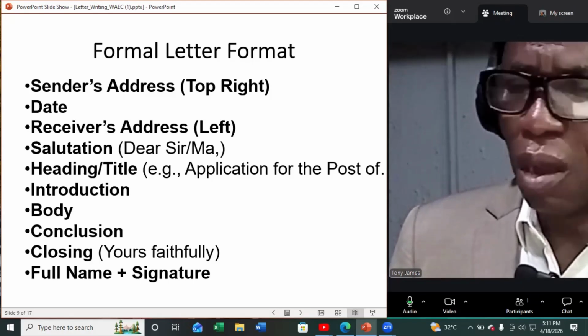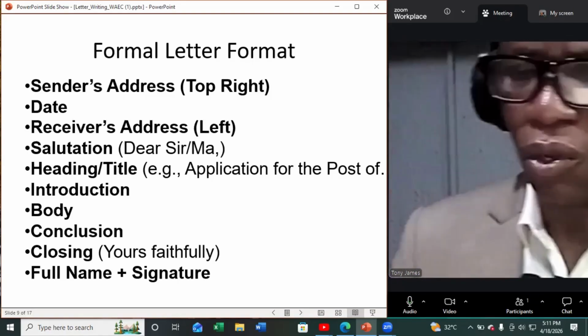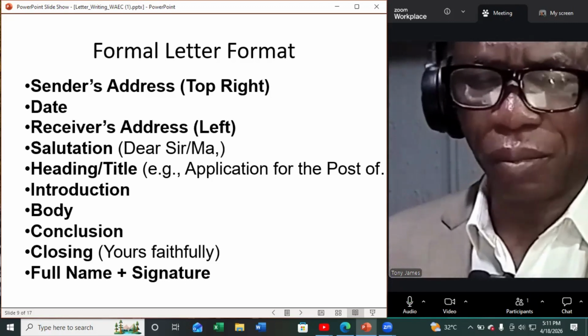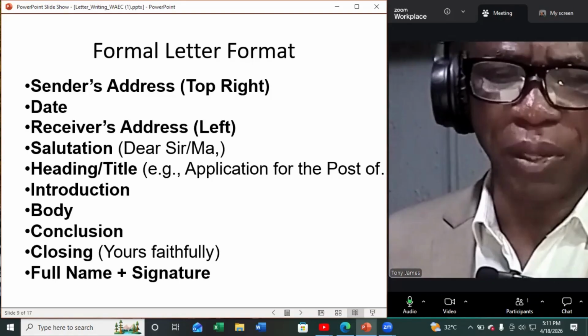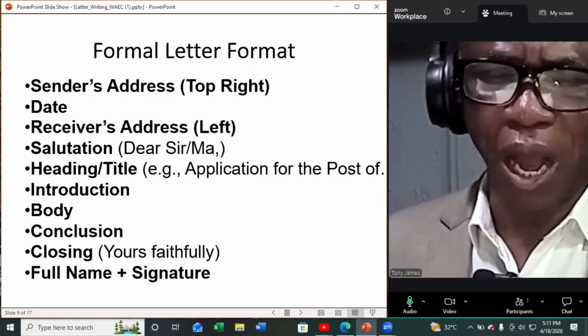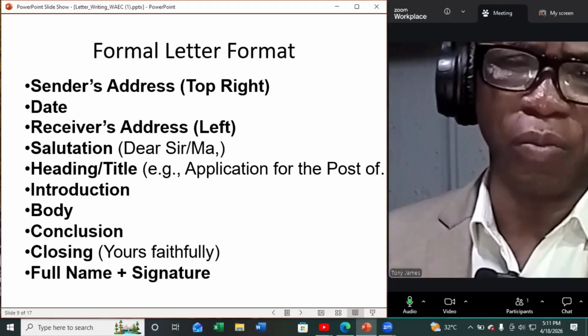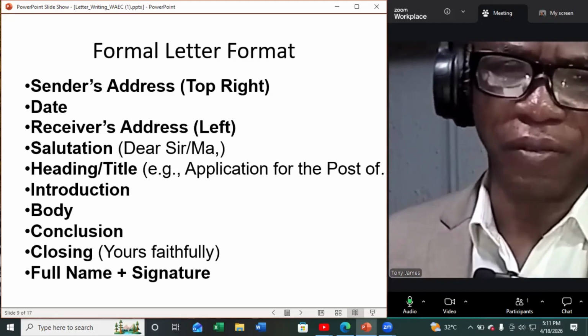If you know the person you are writing to, that is a lady, you write Dear Ma. But where you are in doubt, just write Dear Sir. And the D has to be in capital, the S of your Sir has to be in capital. And if it is Dear Ma, the M has to be in capital. Very important. And then there will be a comma thereafter.